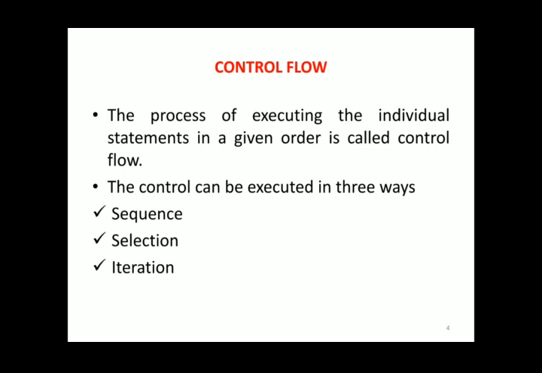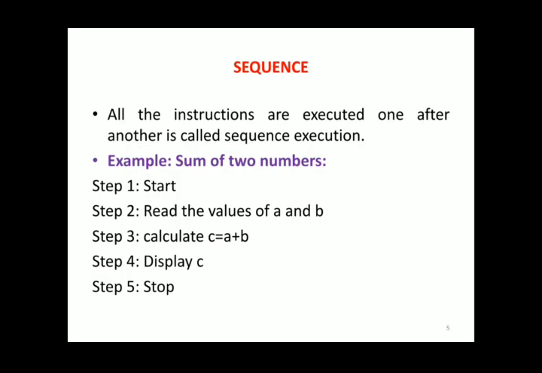Control flow represents the flow of control in the computer instructions. The flow of control can be represented in three ways. They are sequence, selection and iteration. First, let us see about sequence. Sequence means the instructions are executed in sequential order, which means after the execution of the first statement, the second statement will be executed. Likewise, after the execution of the second statement, the third statement will be executed.